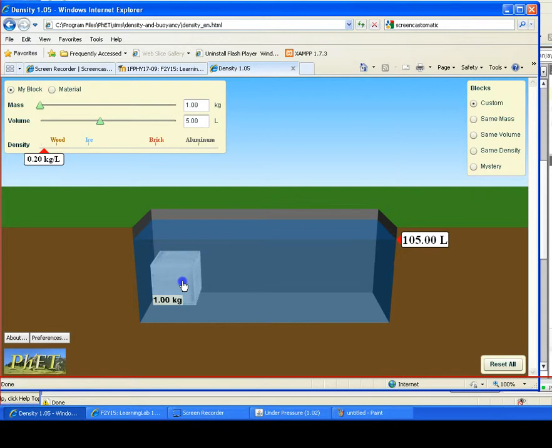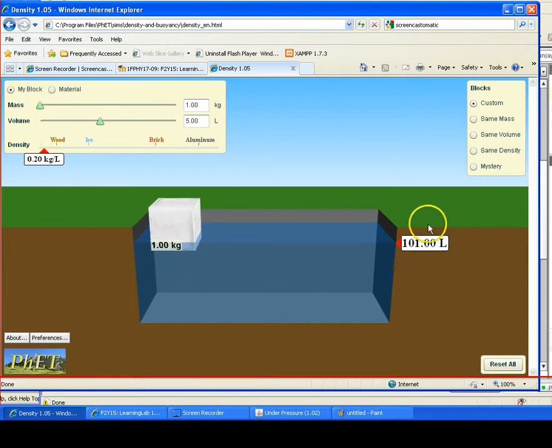And therefore, do we agree that the volume of the block must be 5 liters? 105 minus 5? Okay, but I have to hold it there. If it floats and only a part of it is underwater, then the water tank level no longer shows 105 liters. It accounts only for the part that's underwater, and that's only 1 liter. That's the volume of the block that's under the water.